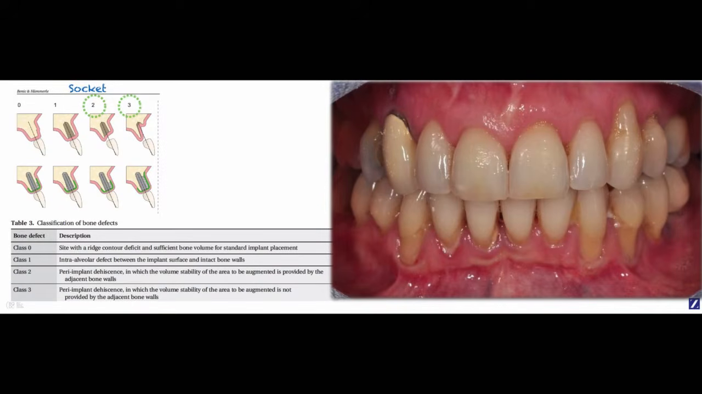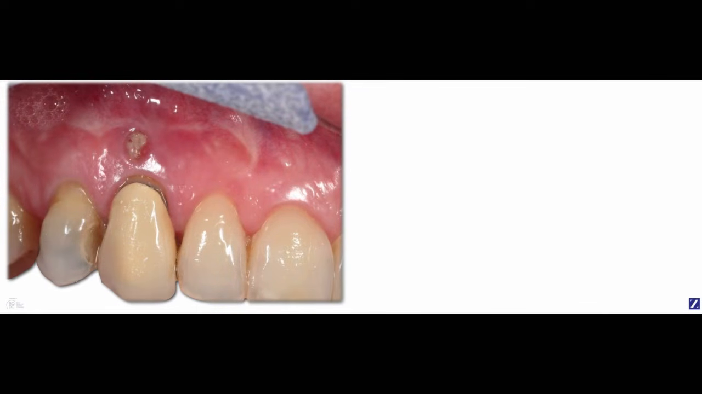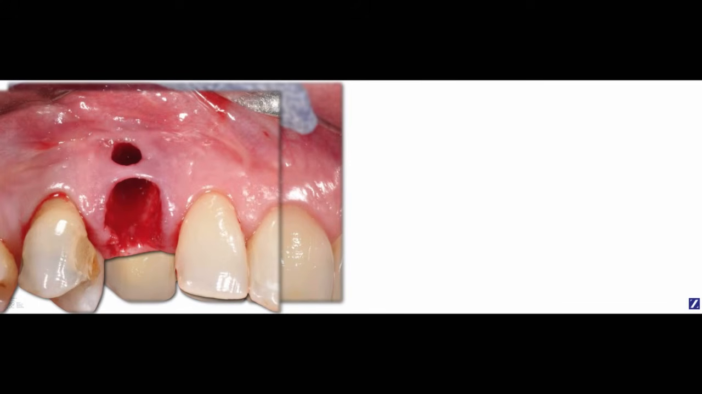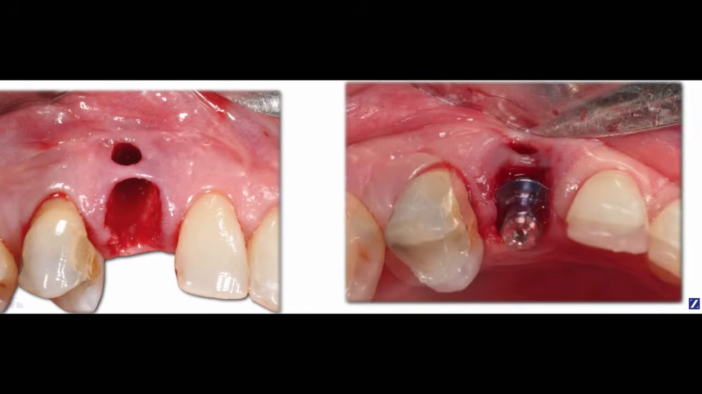So what happens when we have to deal with class 2 or class 3 sockets according to the Benny and Hammerle classification? This patient has a cuspid where the margin of the gingiva is symmetric to the contralateral cuspid. She does have a buccal fenestration with dehiscence. We perform the extraction, placement of the implant. You can tell how much of the buccal bone was destroyed after the extraction.